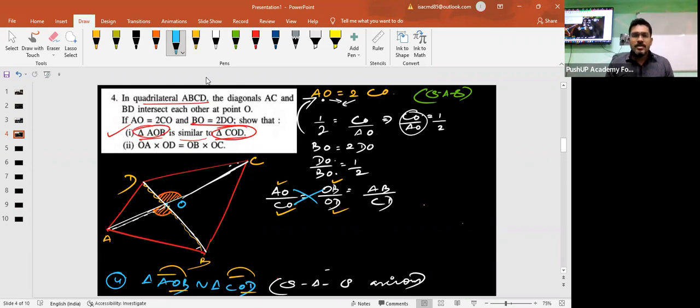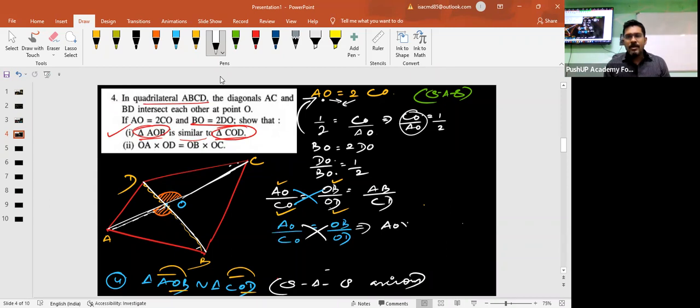Isn't it? Children, if I take these two ratios, AO upon CO is equal to OB upon OD. What if I cross multiply both the sides? I'll be getting AO into OD is equal to CO into OB. Hence proved.